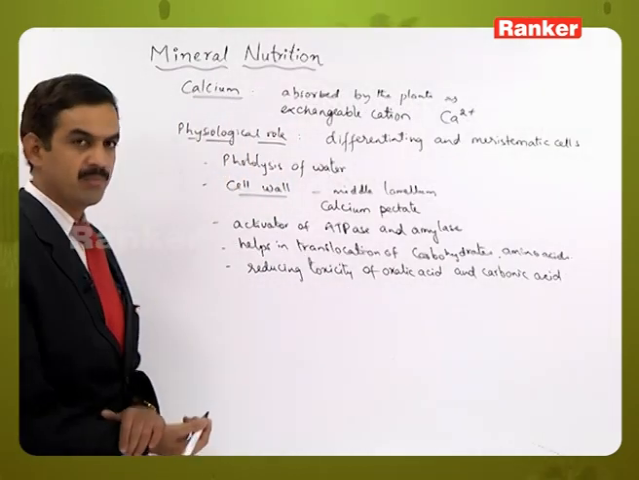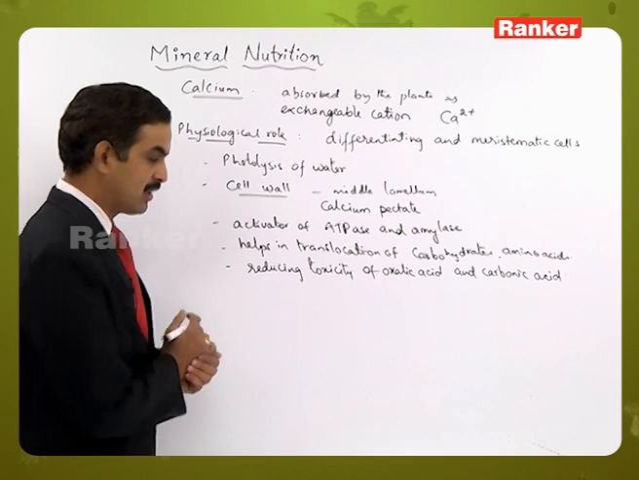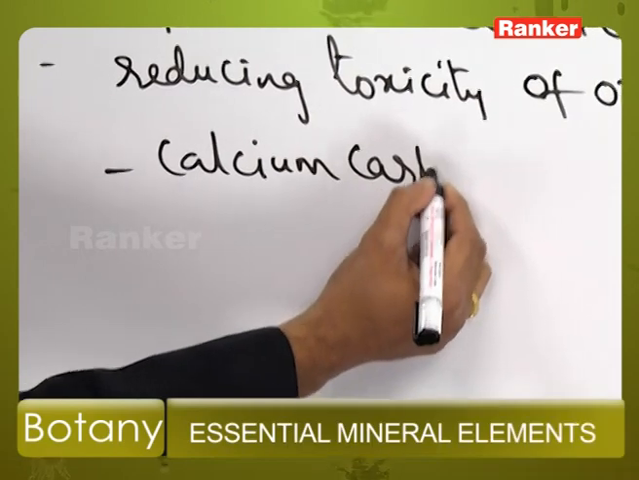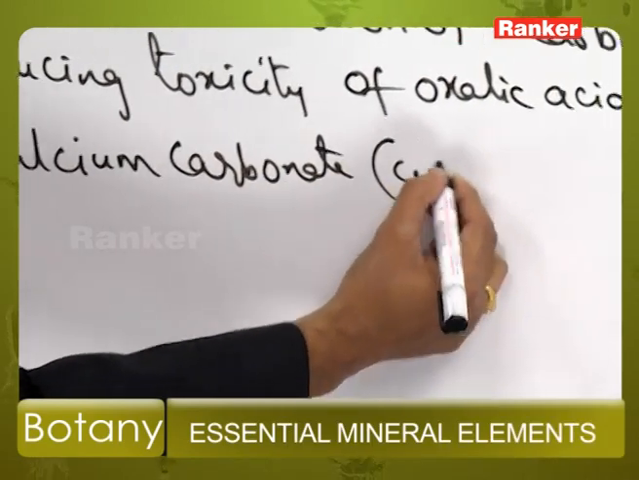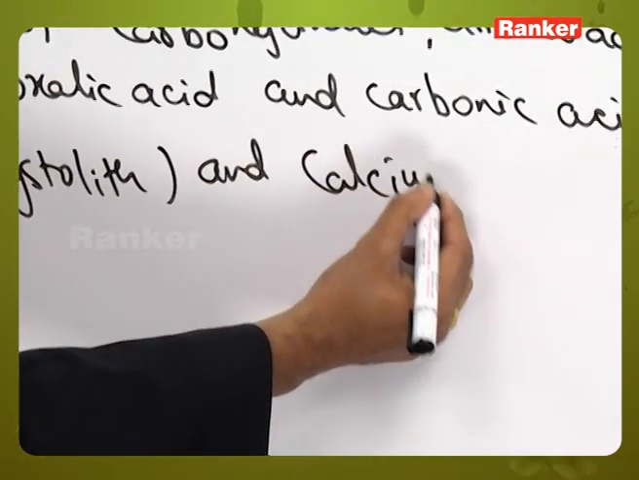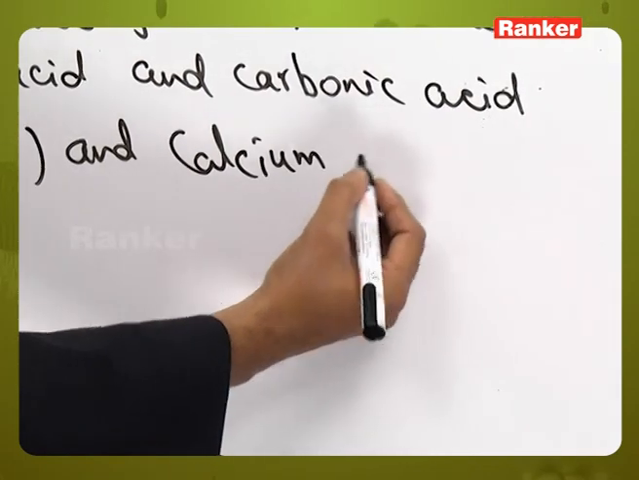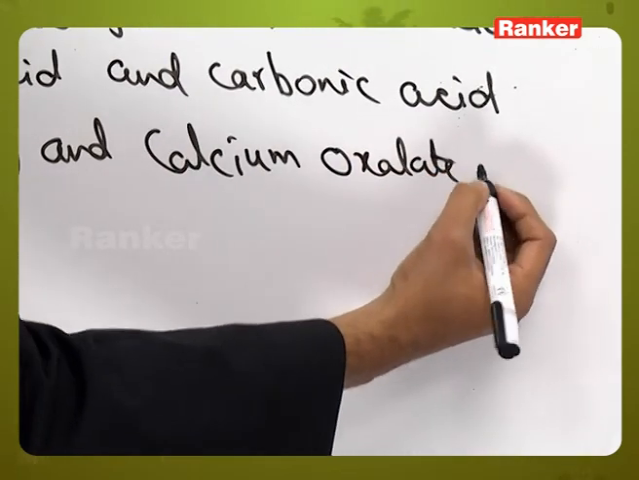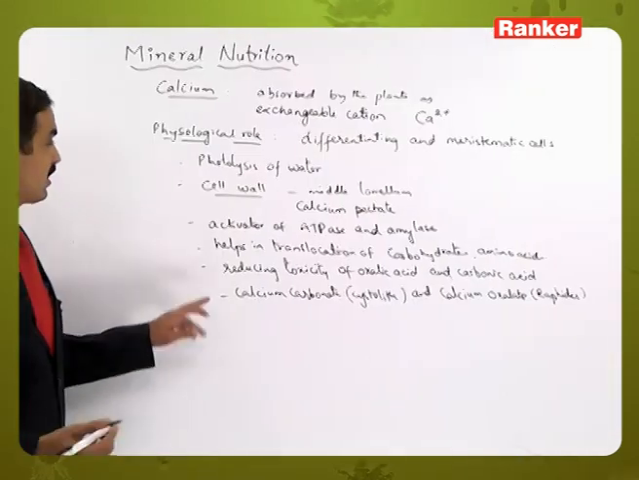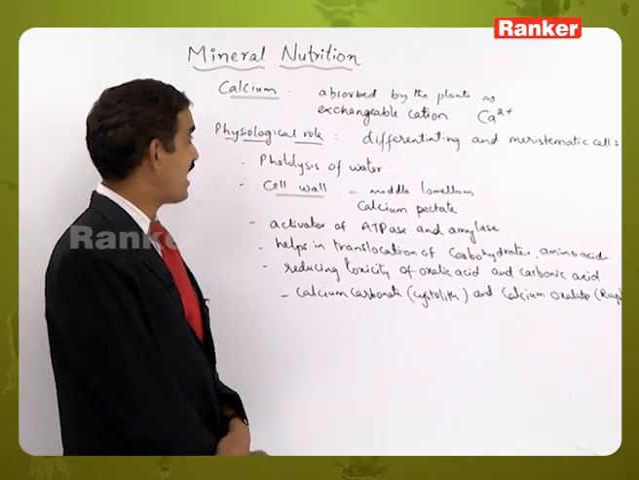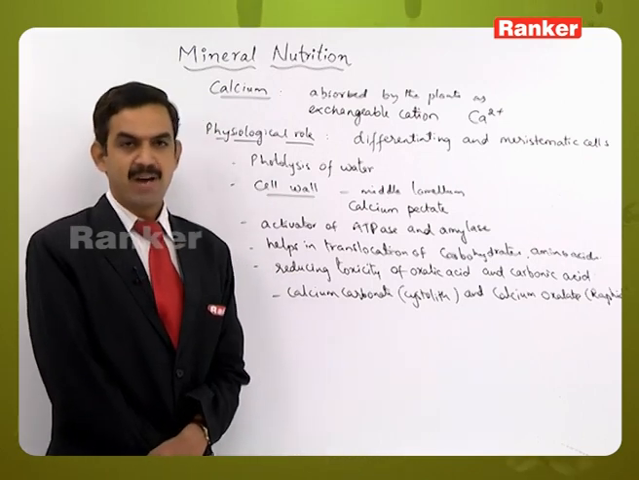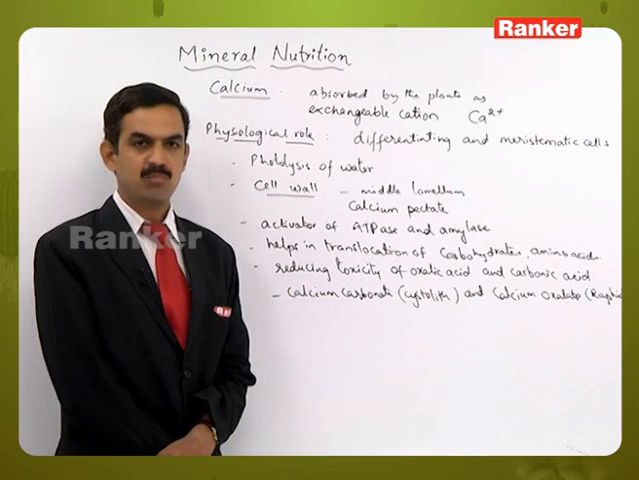The calcium will form some crystal-like structures. Those are called calcium carbonate crystals. We call them cystolith. And calcium oxalate crystals are called raphides. So likewise, this is a significant role. Apart from this, calcium is important in maintaining various physiological functions in the plant body.